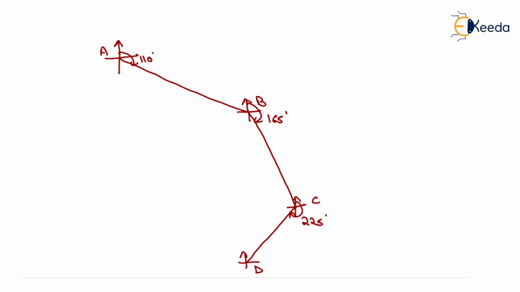Now from D the angle is 280 degree, so we will draw 280 degree like this, and we will reach station E. Now from E the angle is 45 degree, so we will mark the angle 45 degree like this, and we will reach station A dash.